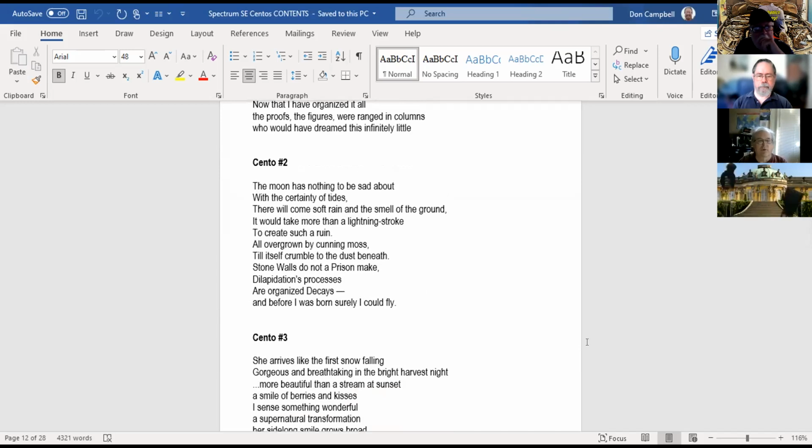Cento 2. The moon has nothing to be sad about. With the certainty of tides, there will come soft rain and the smell of the ground. It will take more than a lightning stroke to create such a ruin, all overgrown by cunning moss, till itself crumble to the dust beneath. Stone walls do not a prison make. Dilapidations, processes, are organized decays. And before I was born, surely I could fly.